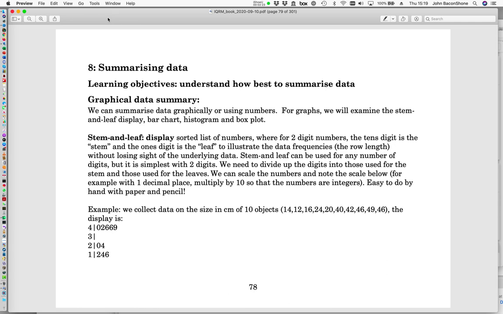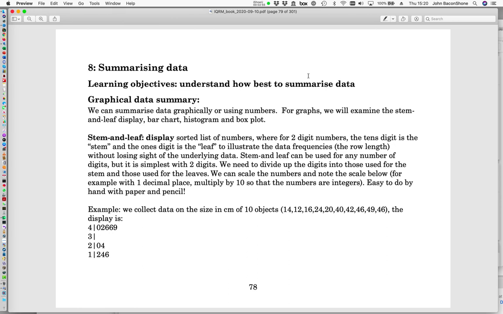If we look at the leaves, for the stem of 1, we have 14, 12, and 16. We're going to sort the leaves. So not only do we sort the stems, we also sort the leaves, and we include all duplicates. The 3 leaves we have are 4, 2, and 6. We sort those, that's 2, 4, and 6. That's why you can see at the bottom of the page, for the stem of 1, we have leaves of 2, 4, and 6.